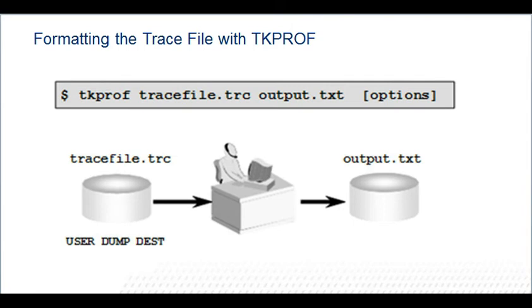TKPROF accepts as input a trace file produced by the SQL Trace facility, and it produces a formatted output file. After the SQL Trace facility has generated a number of trace files, we can run TKPROF on each individual trace file, producing a number of formatted output files, one for each session. We can also concatenate the trace files and then run TKPROF on the result to produce a formatted output file for the entire instance. TKPROF does not report commits and rollbacks that are recorded in the trace files. If we simply write TKPROF at the prompt, we will see a complete listing of all the parameters that we can specify when we invoke TKPROF.